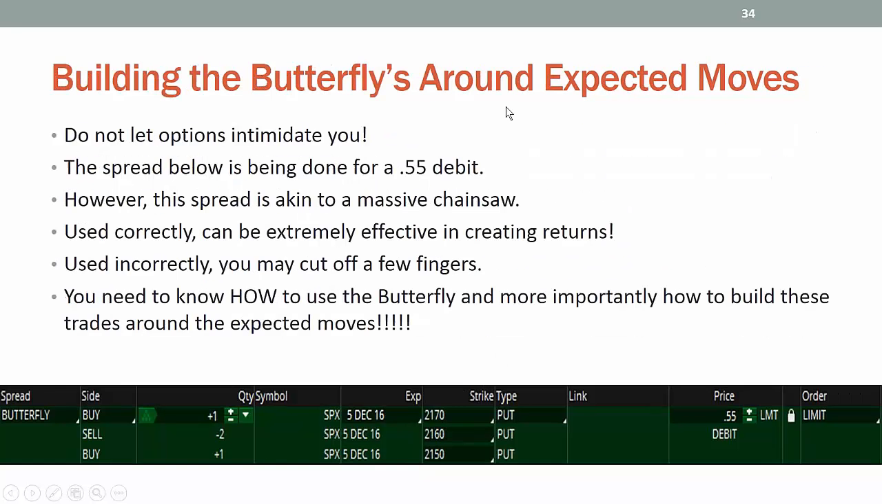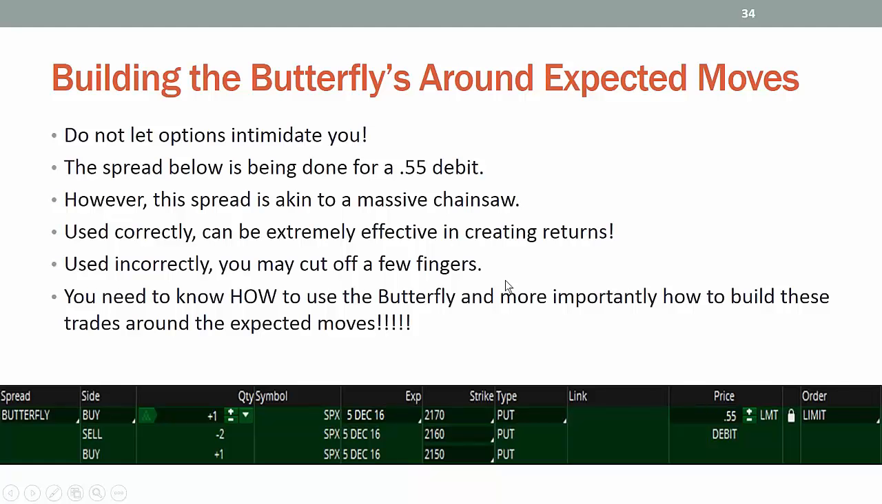But building the butterflies around expected moves. Do not let options intimidate you. The spread below is being done for a 55-cent debit. That's 55 bucks for one contract. However, I want you to realize this spread is kind of akin to a massive chainsaw. Used correctly, it can be extremely effective in creating returns. Used incorrectly, you're going to cut off a couple of fingers.